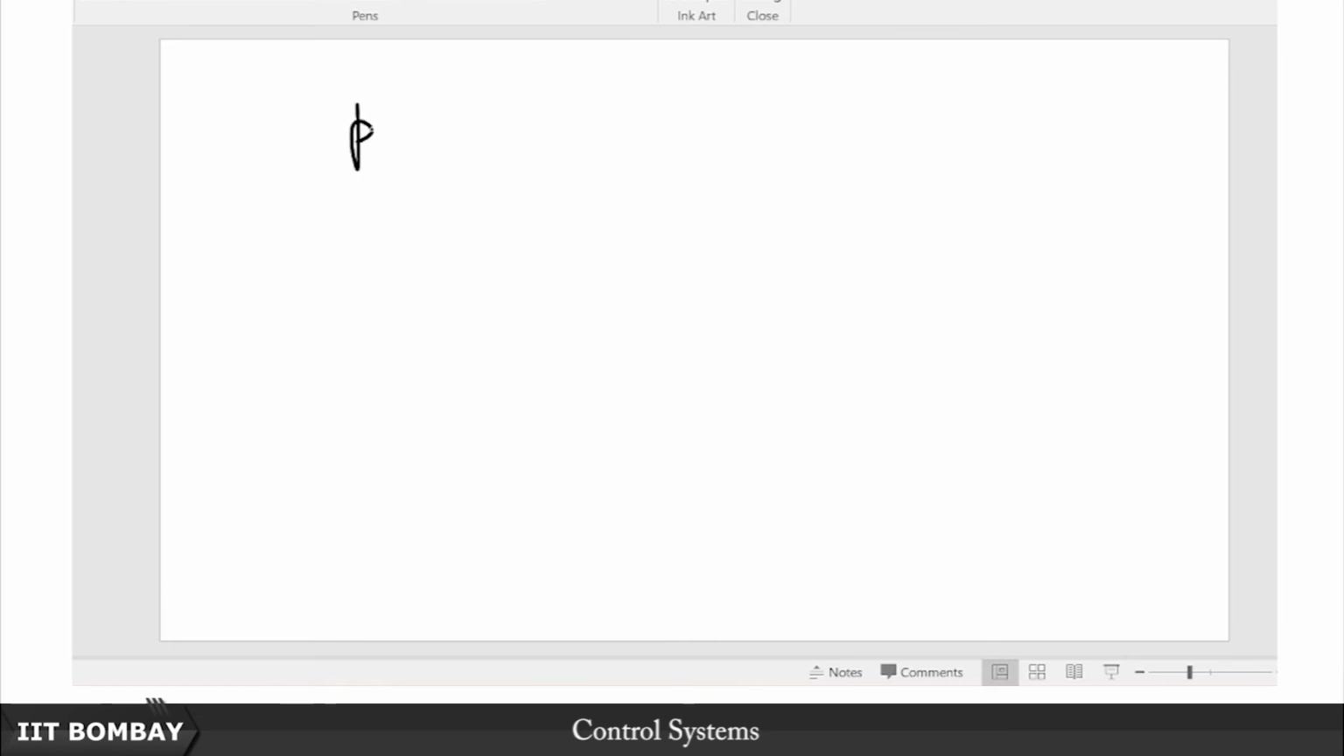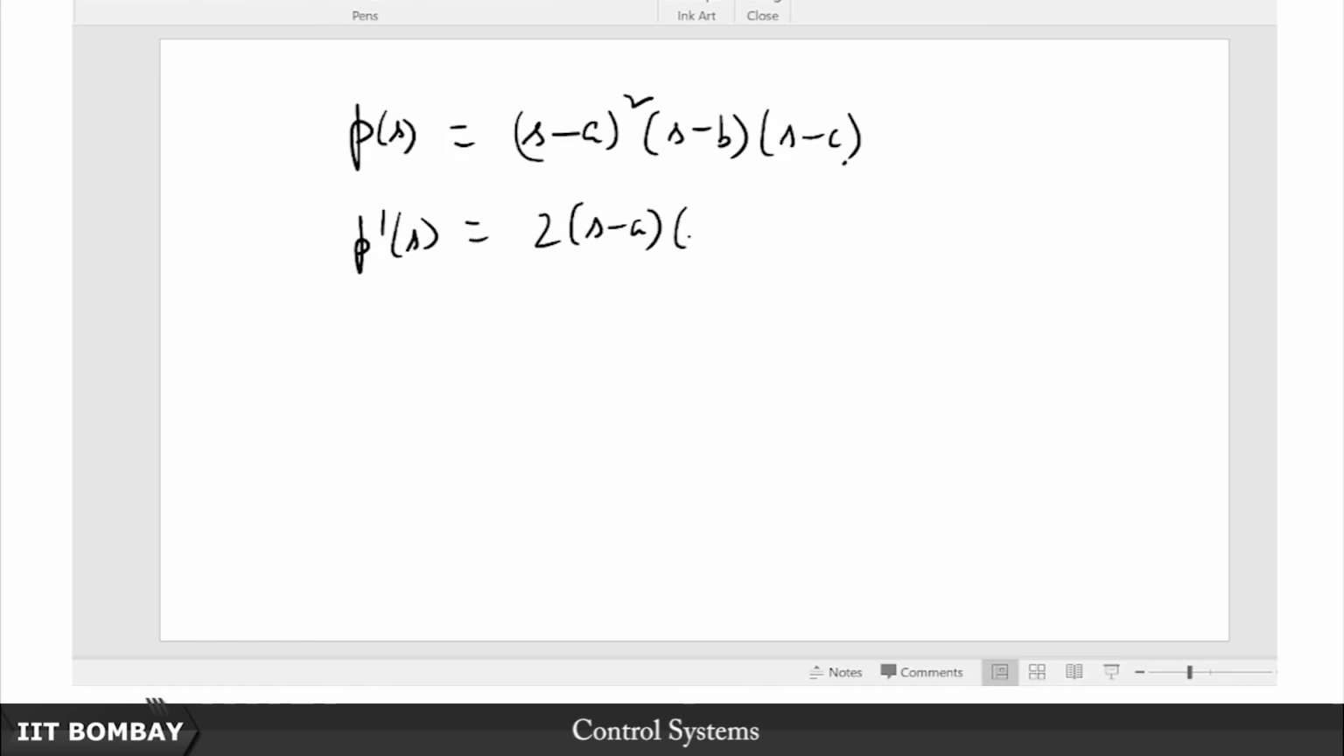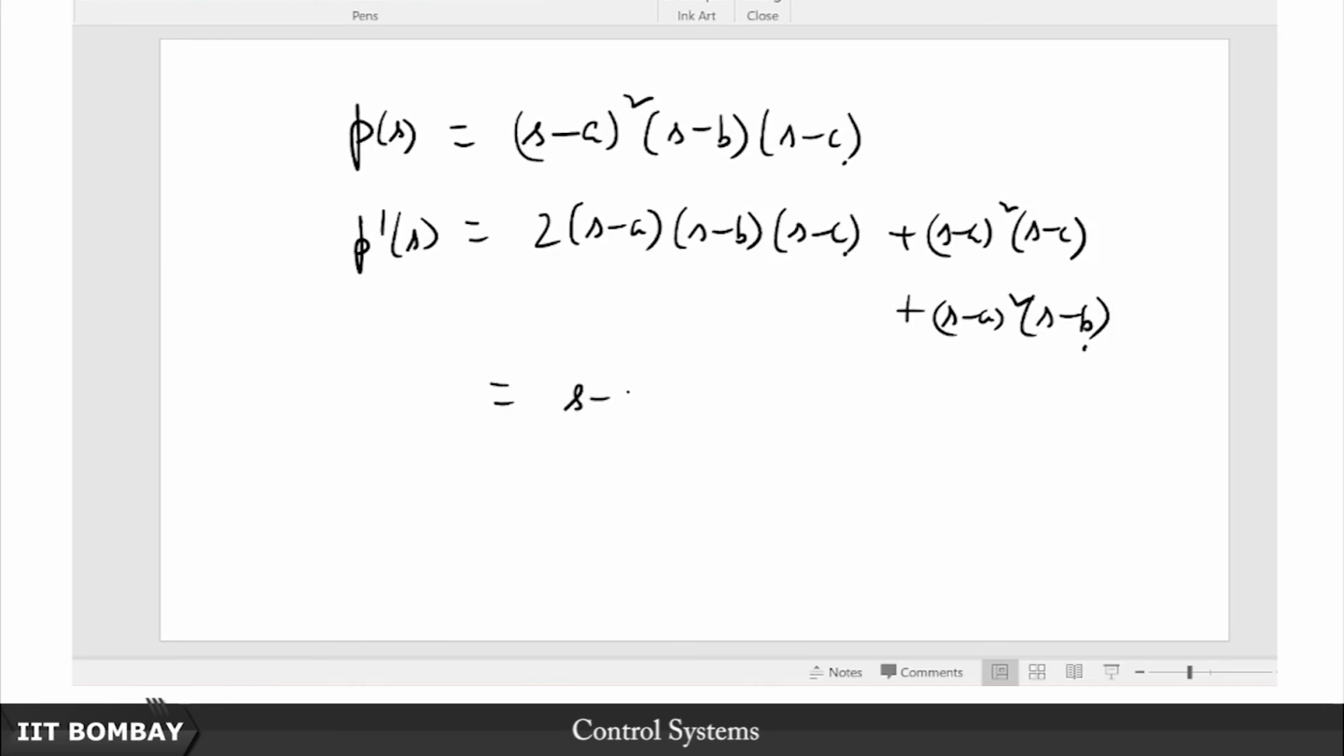See, if a polynomial has repeated roots, say for example it has (s minus a) squared times (s minus b) times (s minus c), then what is p dashed s? P dashed s is 2 times (s minus a) times (s minus b) times (s minus c) plus (s minus a) squared times (s minus c) plus (s minus a) squared times (s minus b). So you notice that you can still pull out this (s minus a) factor common and something will come in.